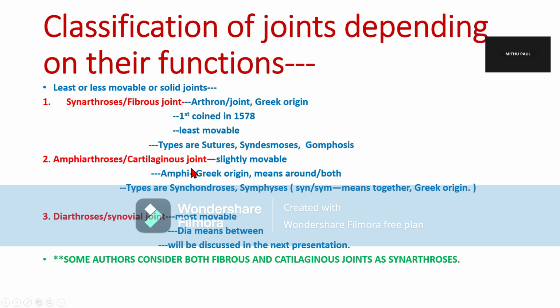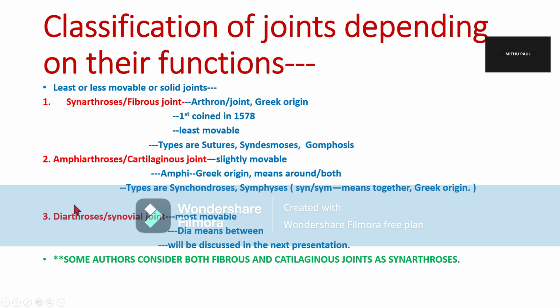Amphiarthrosis or cartilaginous joint, where the cartilage is converted to bone in later age or not. Depending on that, they are the joints known as synchondrosis or primary cartilaginous joint, and secondary cartilaginous joint. This word syn or sym, meaning to be together, comes from Greek.